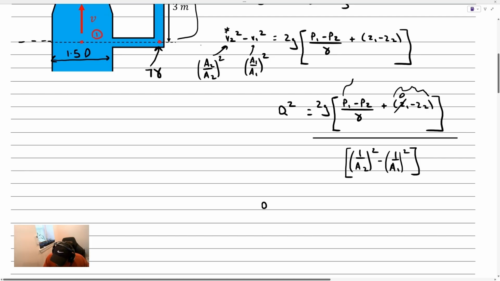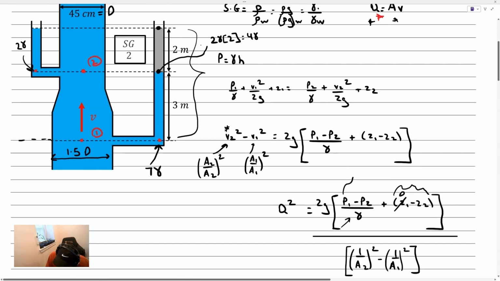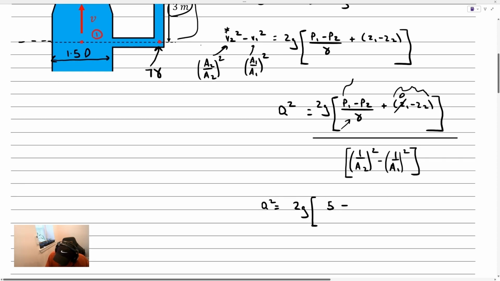So if I make some of those substitutions here, what I get is that the Q squared term is 2g. Remember that the P1 term was equal to 7 gamma and the P2 term was equal to 2 gamma. We have a gamma in the denominator here, which cancels out. We'd end up with just a 5 here, and then subtract off the elevation difference. Remember that was 3 meters, and it's subtract because of this minus sign right here. We have a 5 minus 3 term, which ends up being a 2.